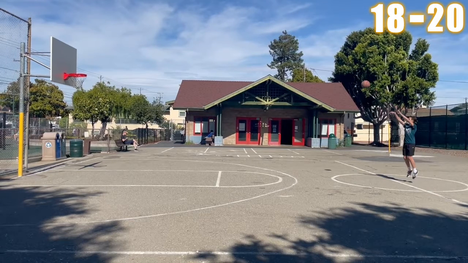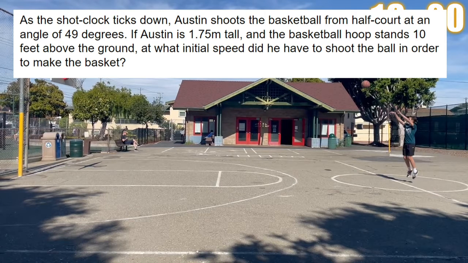Physics problem number 3. As the shot clock ticks down, Austin shoots the basketball from half court at an angle of 49 degrees. If Austin is 1.75 meters tall and the basketball hoop stands 10 feet above the ground, at what initial speed did he have to shoot the ball in order to make the basket?